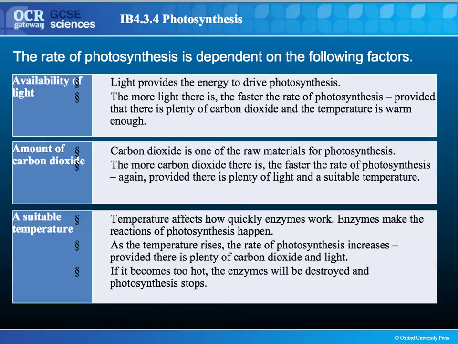Temperature affects how quickly the enzymes work. The hotter it is, the faster the rate of photosynthesis will be because of the enzymes. That again is provided we've got lots of carbon dioxide and light available. However, if it becomes too hot, enzymes become denatured and photosynthesis will stop.